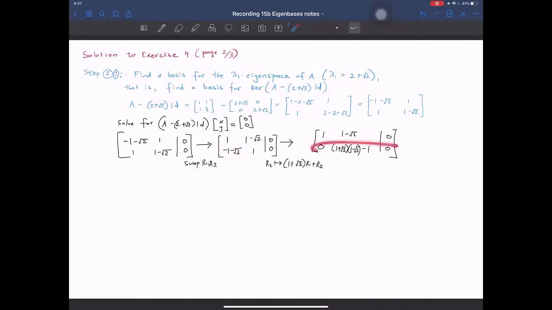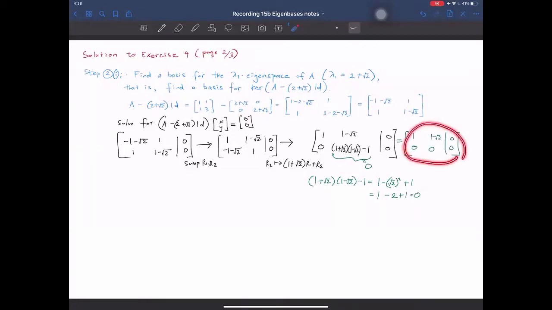This is my new second row, but let me now simplify this expression. This is the same as 1 minus the square of square root of 2 plus 1. So I have 1 minus 2 plus 1, which is 0. So this entry is 0. So I see that my second row is all zeros. I also see that I have arrived at a row echelon form. Since the second column has no leading one, I will let the second variable, in this case y, be a parameter.